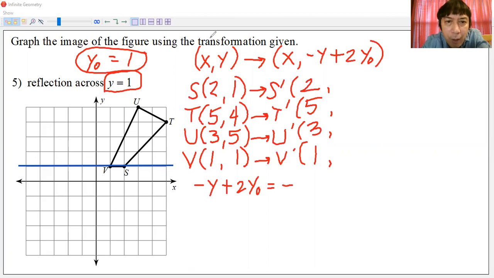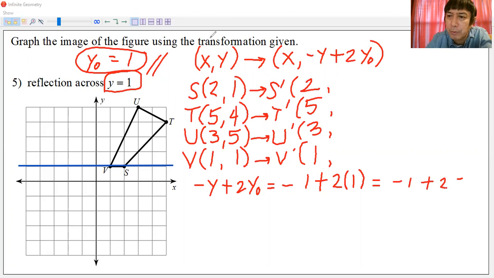All right, let's start with the y value of S. Going back to point S, the y there is 1. Because that's 2, 1, so this must be negative of 1 plus 2 times y of 0. Our y of 0 is over here. It's a 1, and it will not change for the entire problem number 5. So this is negative 1 plus 2. We have a 1 value there. Okay, we're done with S prime.